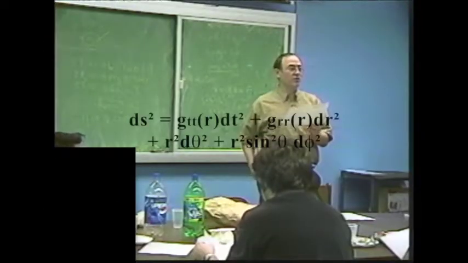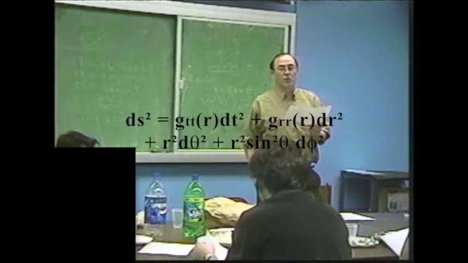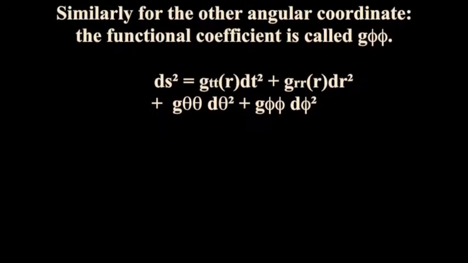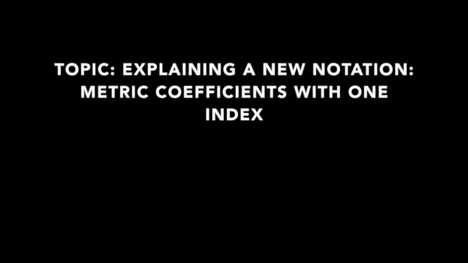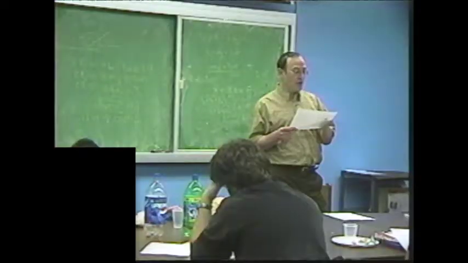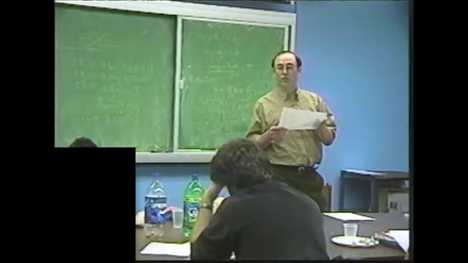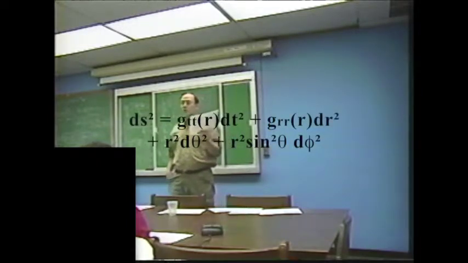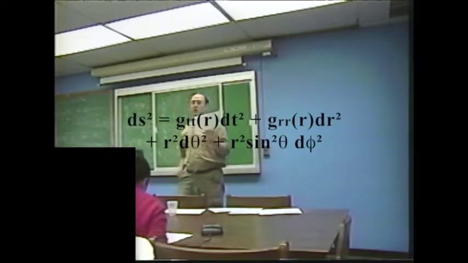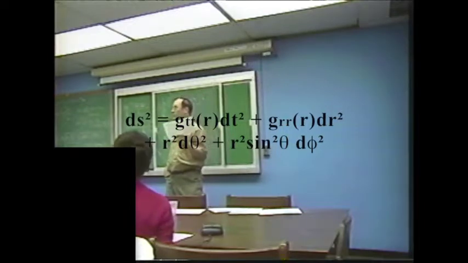R squared is the coefficient of d theta times d theta. By definition, we call that g theta theta. G with one subscript is basically the square root of the G with two subscripts. G theta is the square root of the coefficient of d theta squared. The coefficient of d theta squared is r squared. So g theta with one theta is simply r.